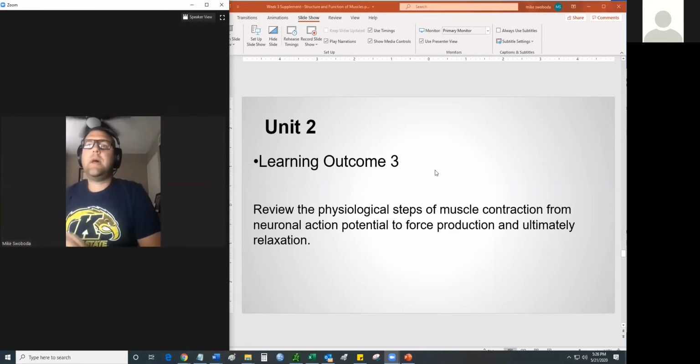And today we are getting into learning outcome 3 within unit 2. So, what we're going to be working on today primarily is force production from our muscle contractions. And we'll also be talking about how we go about doing that with an action potential. So, let's jump right into it.